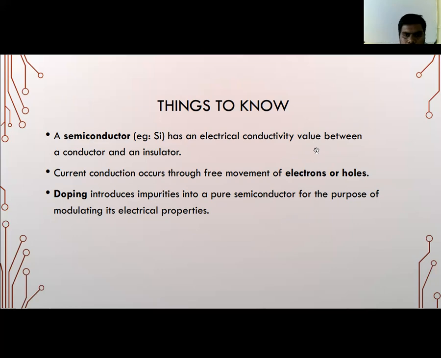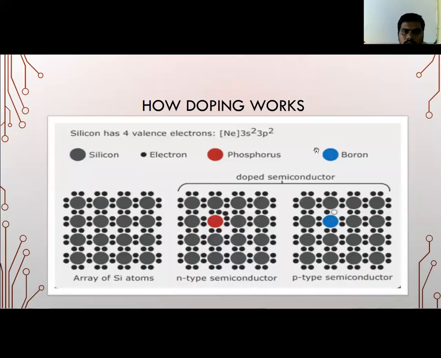As you know, if there are electrons and holes, then only will electricity flow through the semiconductor. So how does doping work? As we know, there are atoms of silicon. These are the atoms of silicon, and these two electrons here, you can see, are the common electrons between these two atoms and all the atoms. The gray color shows the silicon atom, and these black dots denote the electrons.